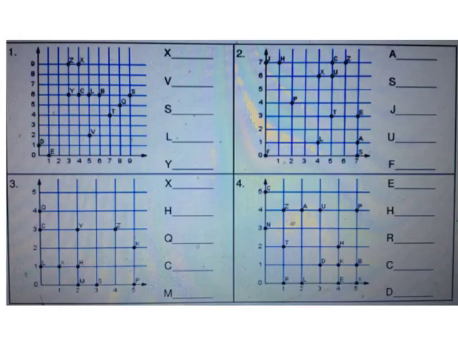We've talked a lot about ordered pairs. Remember, when we find ordered pairs, we write them as x, that's how far over, comma, y, how far up. Now you try to find the ordered pairs. What's the ordered pair for each point in number 1?